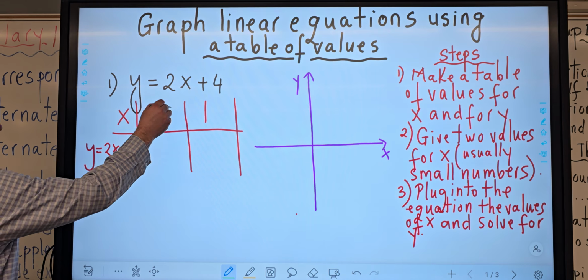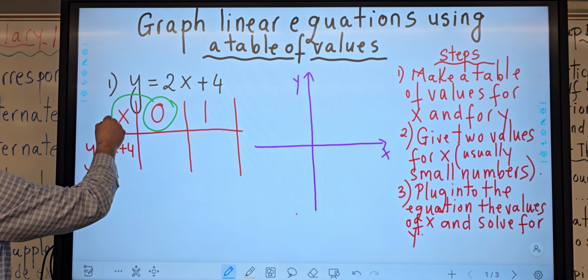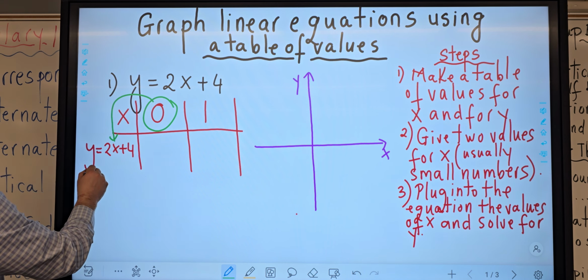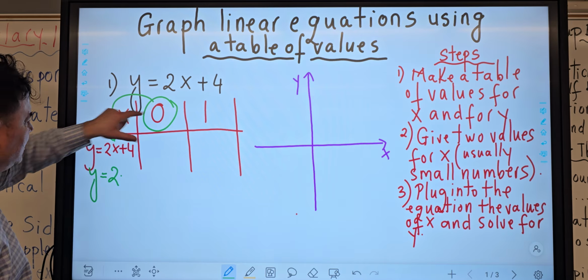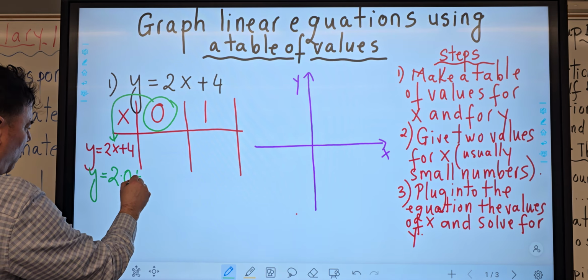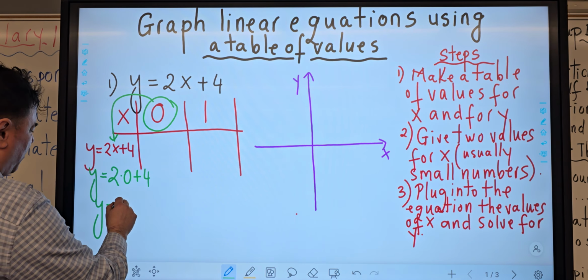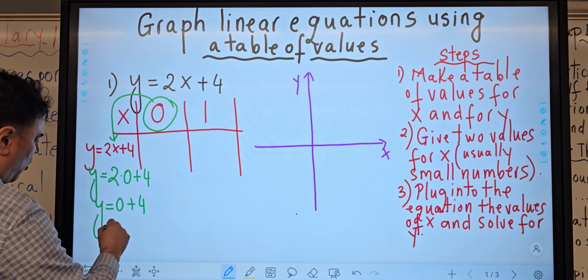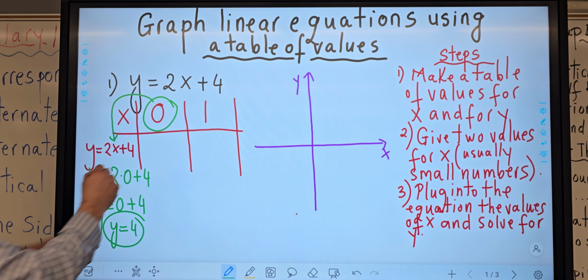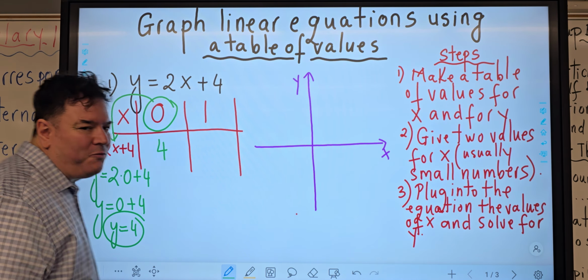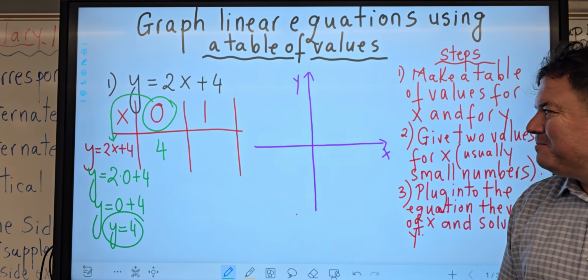Let's do that. So we are going to circle the 0, and we are going to plug the 0 into the x and then solve for y. So we have y equals 2 times, instead of x, we have 0 plus 4. And then let's continue solving the equation. 2 times 0 is 0. And 0 plus 4 equals 4. Y equals 4. And this is going to be our first value for the y. When x is 0, y is 4.